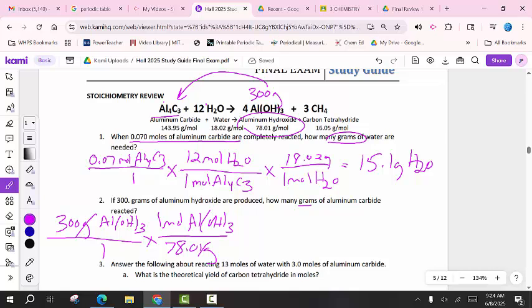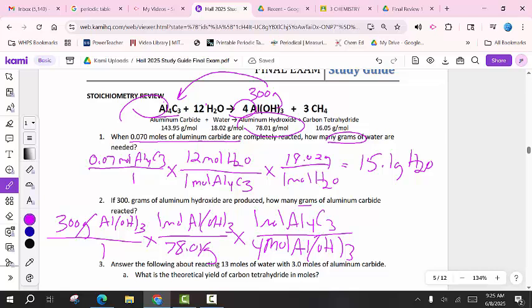So this got me into moles, which I didn't have to do in number 1. Now I'm ready to convert using the coefficients. So there's a 4 in front of the aluminum hydroxide, so that goes in the bottom. And what I want to get to has a 1 in front of it, so 1 mole of aluminum carbide goes on top. And then the question asks for grams, so I'm going to have to do the molar mass of the aluminum carbide, and that's going to go on top because I want to end up with grams, which is given to me above, which is 143.95.